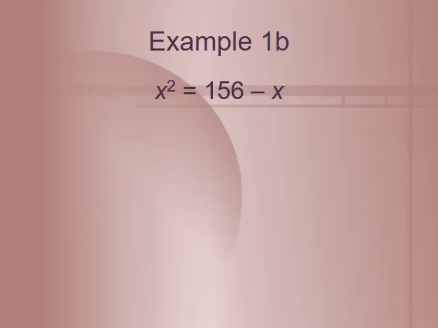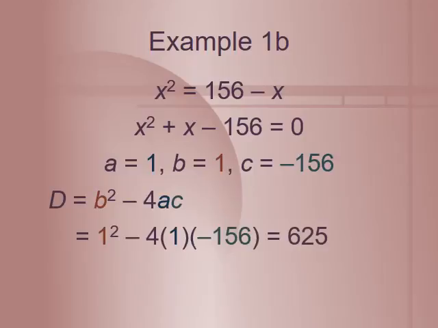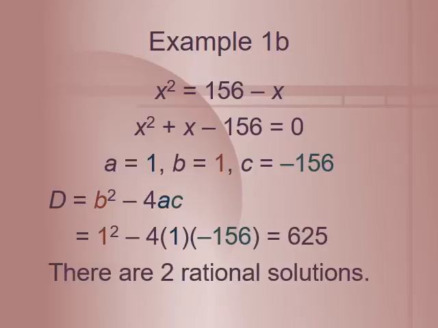In this one, we can see if we put it all together on one side of the equal sign, we have our A, B, and C. Our discriminant is going to equal 625. So that means there are 2 rational solutions. It's greater than 0 and it's a perfect square.